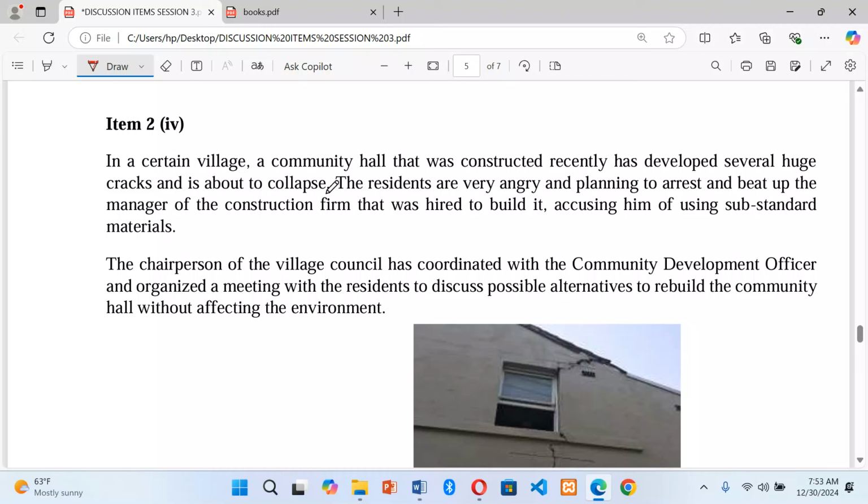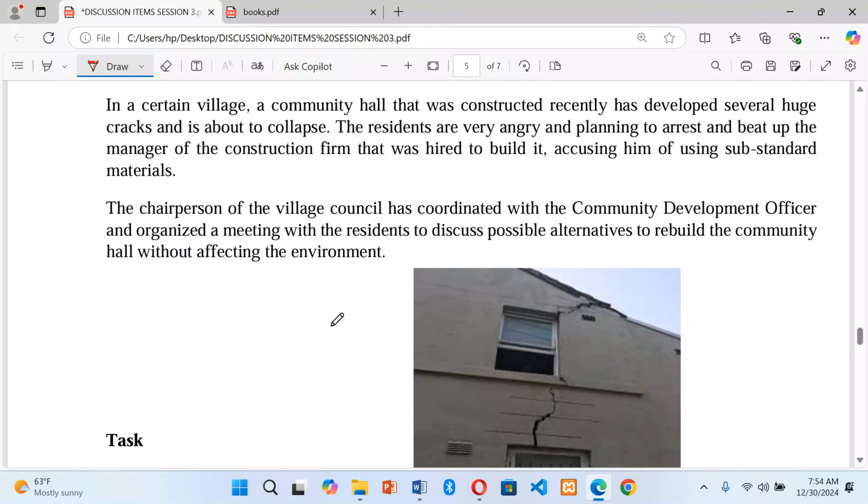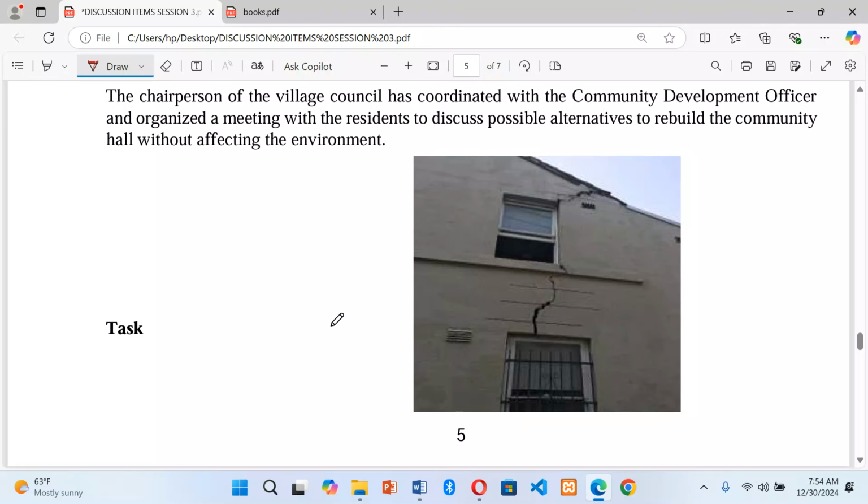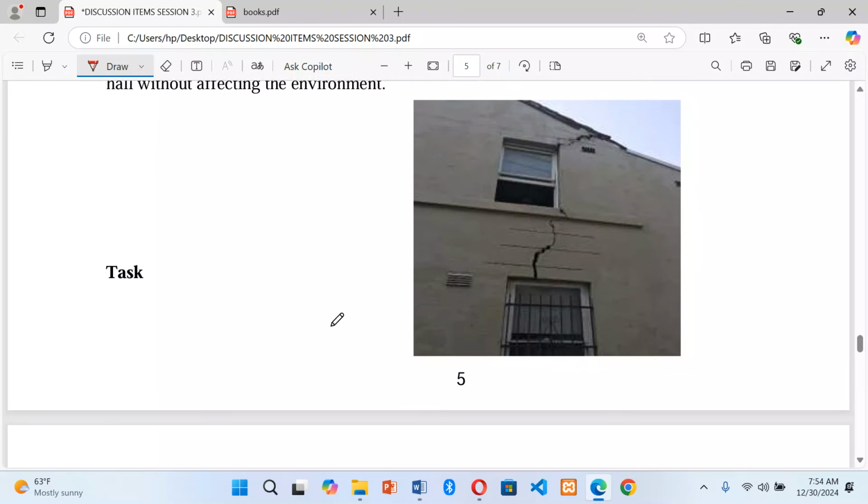In a certain village, a community hall that was constructed recently has developed several huge cracks and is about to collapse. The residents are very angry and planning to arrest and beat up the manager of the construction firm that was hired to build it, accusing him of using substandard materials. The chairperson of the village council has coordinated with the community development officer and organized a meeting with the residents to discuss possible alternatives to rebuild the community hall without affecting the environment. And that is our community hall, which has developed cracks. You can see it is about to collapse.